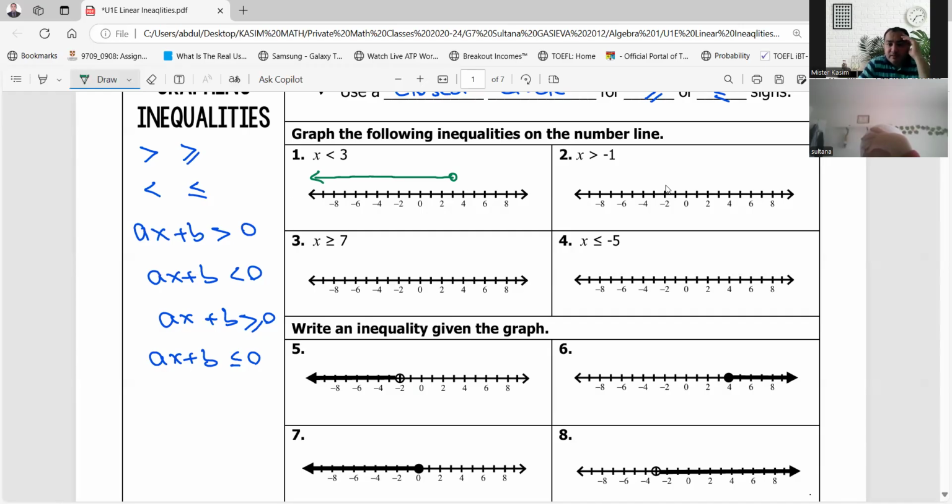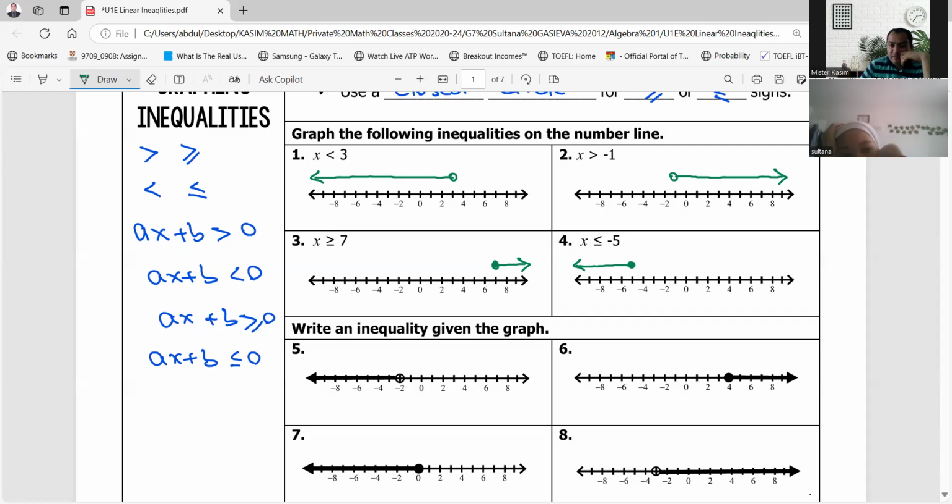And how about x is greater than -1? What numbers are greater than -1? 0, 1, 2, 3. It's not inclusive. So here we have zero, -1, and all the numbers to the right. So it points to the right. And how about x is greater than or equal to 7? What numbers are greater than or equal to 7? Inclusive. So 7 is here, a closed circle, pointing to the right. And how about x is less than or equal to -5? -5 is here. Equality, it is inclusive, so a closed circle pointing to the left.